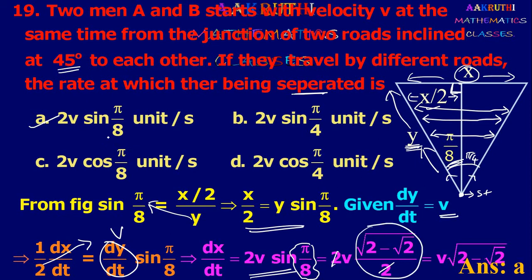But here the sine of pi by 8 value is not substituted. So therefore here we get dx by dt equal to 2v into sine of pi by 8, which is option A. Therefore the rate at which they are being separated is 2v into sine of pi by 8 units per second. So which is option A.